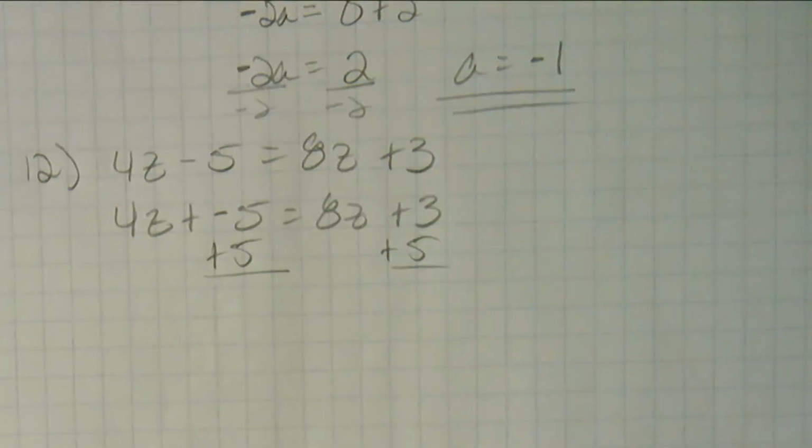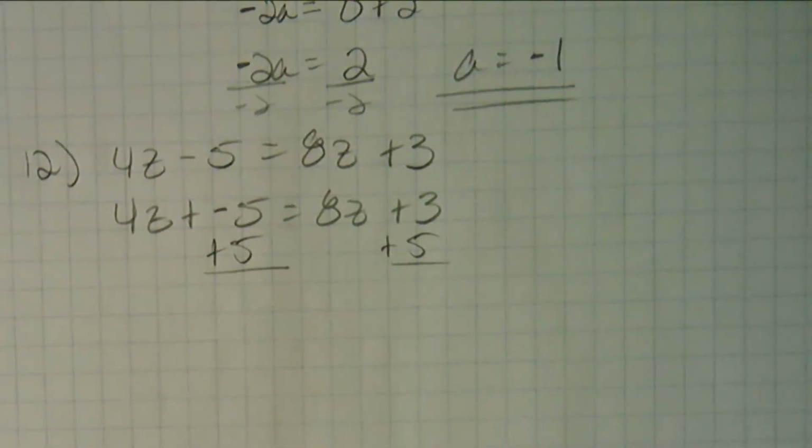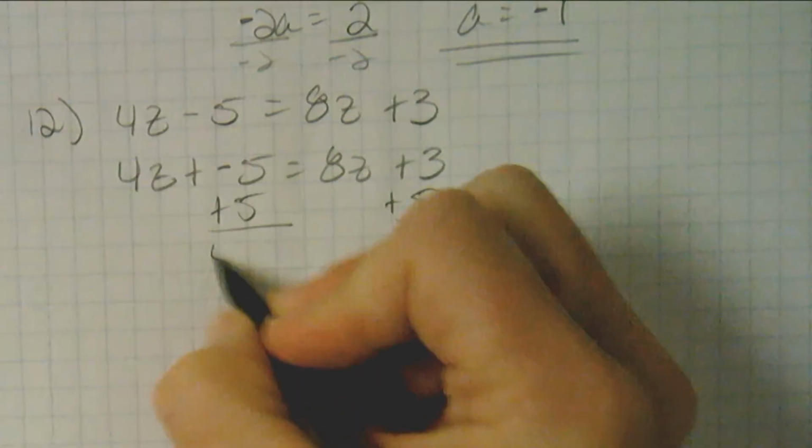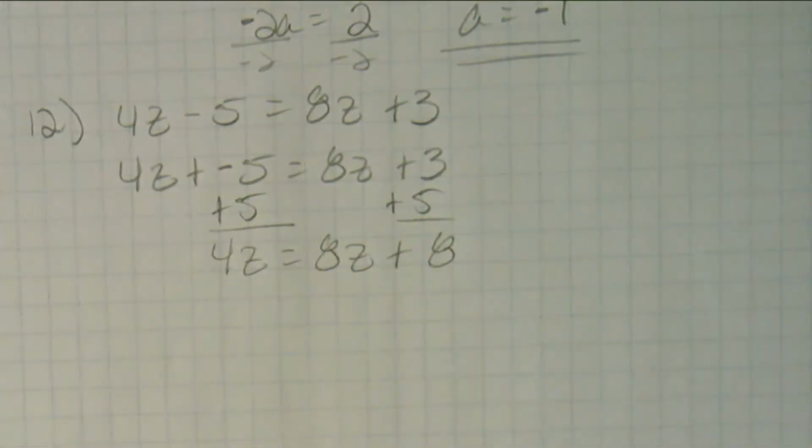Remember, there's 4 different ways you could solve these. All of you are sitting up, you're all paying attention to what we're doing, and you're making corrections if you need to. So I end up with 4z is equal to 8z plus 8. Now what, sweetie?